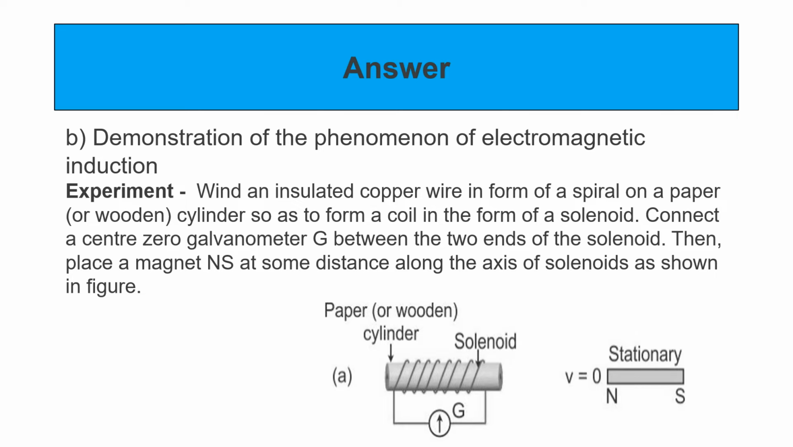For that, the experiment is: wind an insulated copper wire in the form of a spiral on a paper or wooden cylinder so as to form a coil in the form of a solenoid. Connect this to a center zero galvanometer. Between the two ends of the solenoid, a galvanometer is connected. Then place a magnet NS at some distance along the axis of the solenoid as shown in the figure. This is the experimental setup to demonstrate the phenomenon of electromagnetic induction.